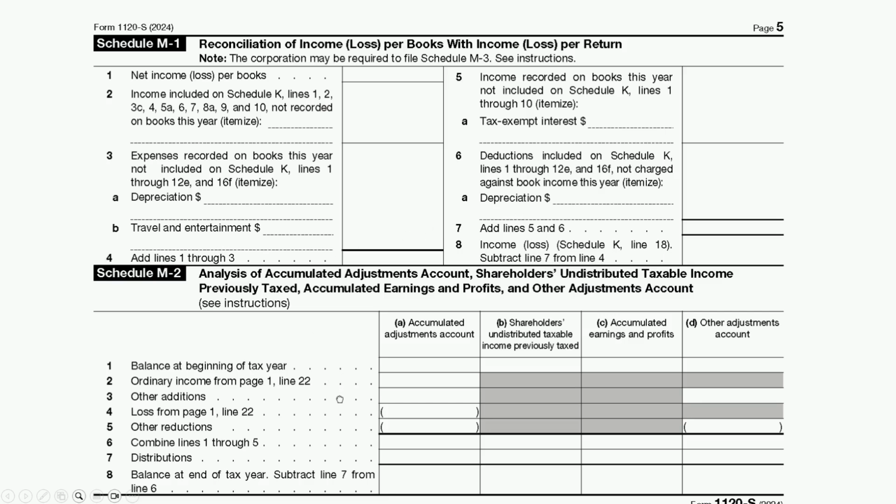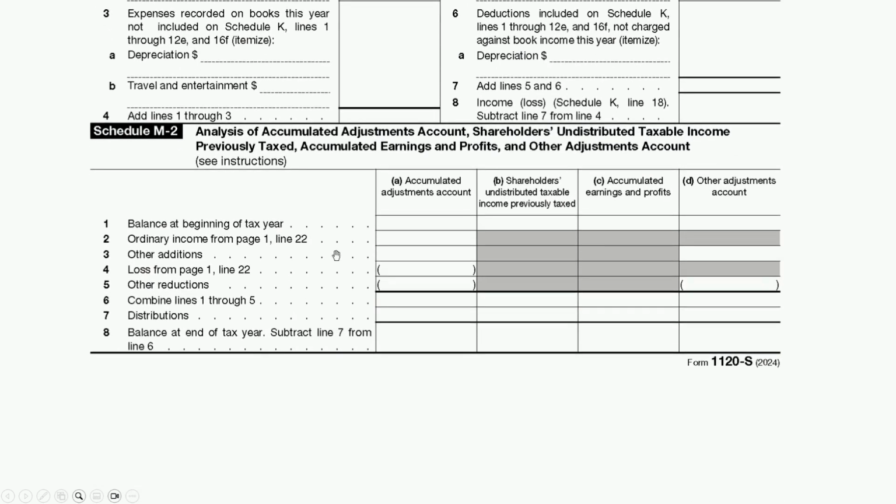Then we have Schedule M2. So M2, you can see, looks different than on the other form. So this is when you have your accounts. You've got AAA, you've got your OAA, then you have the shareholders' undistributed taxable income previously taxed, and your accumulated earnings and profits. So remember, we're going to keep track of all that so we can determine the taxability of the distributions.